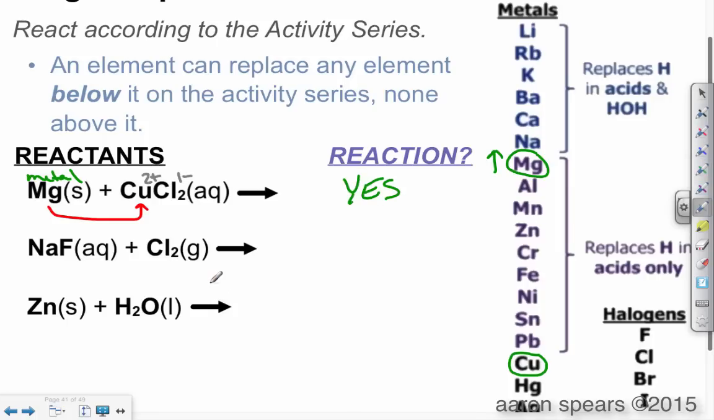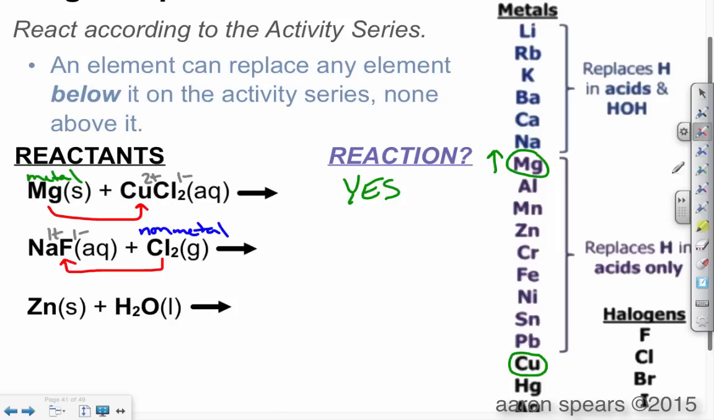In our next example, we have an aqueous solution of sodium fluoride mixed with chlorine gas. Sodium fluoride is an ionic compound. The charge of sodium in this compound is 1 positive, fluoride 1 negative. The element in this reaction is chlorine. This is a nonmetal. Remember that nonmetals will replace anions in these types of reactions. So chlorine is trying to push out fluorine and bond with sodium.